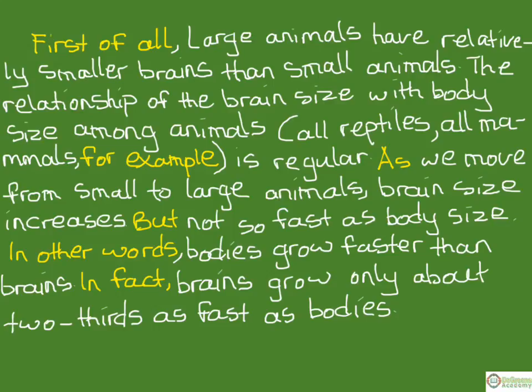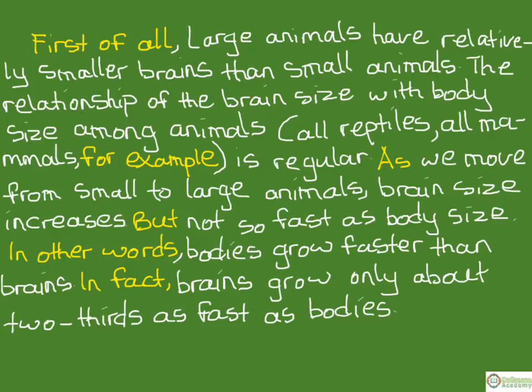The passage goes further to say, in brackets, all reptiles, all mammals, for example. "For example" here is referred to as a linking word because it shows us the examples of these animals.